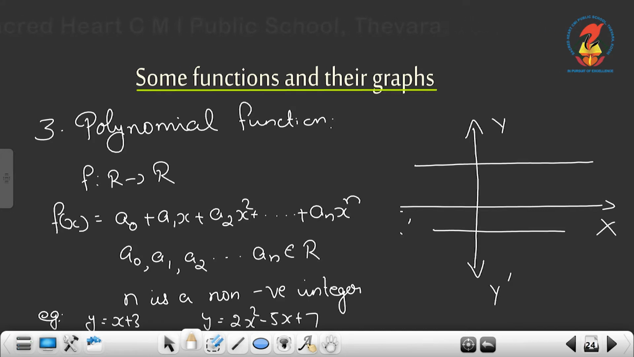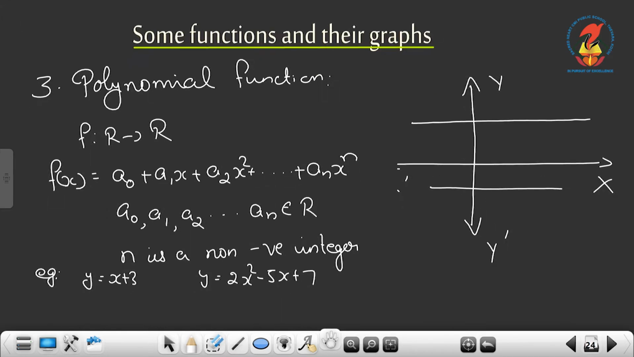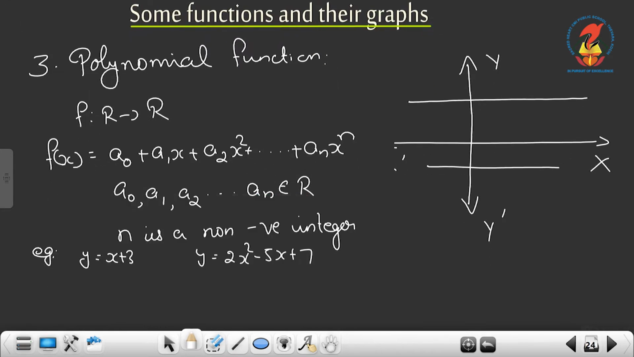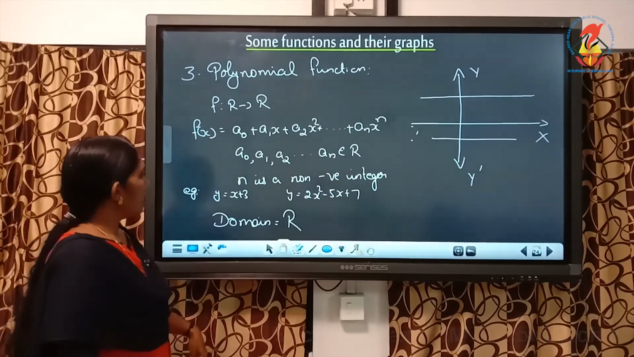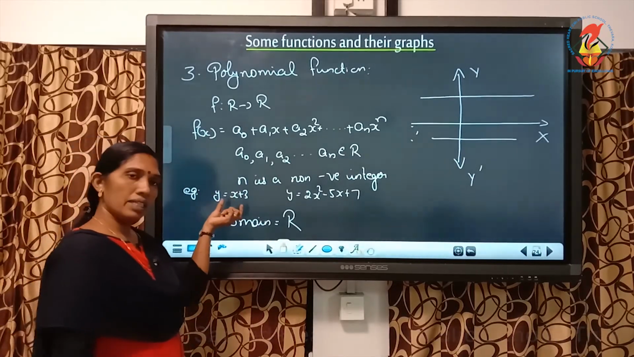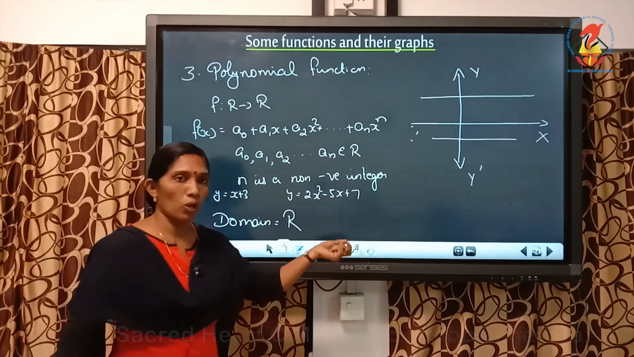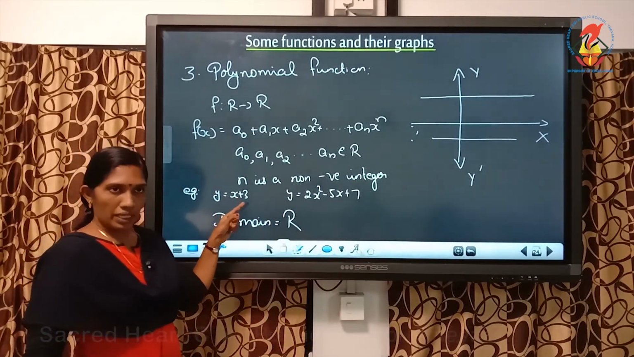Domain means the set of x values. You can give any real number. I can give 1 or 0 or a decimal value or a rational number or a root value, anything I can give for this x. So domain is R. But what about the range? Range depends upon the nature of the polynomial. Here, y is equal to x plus 3.